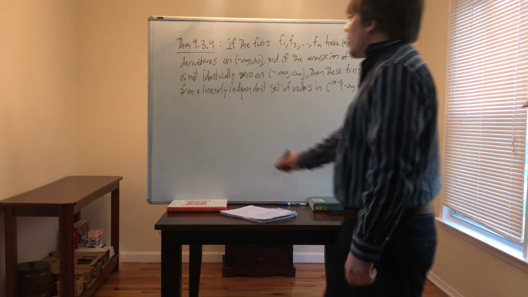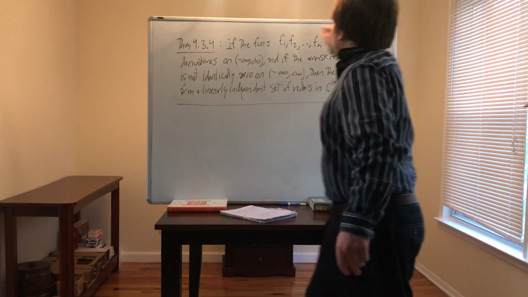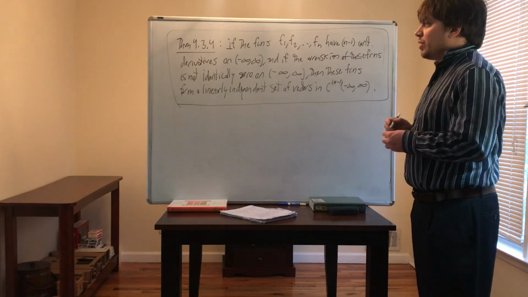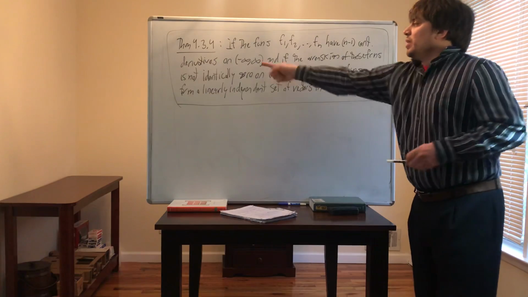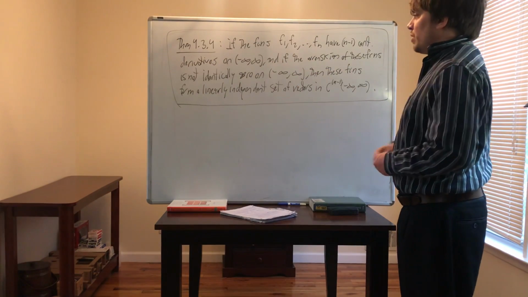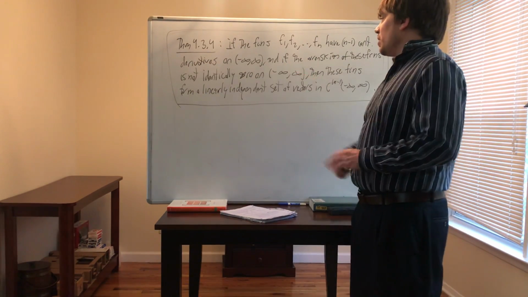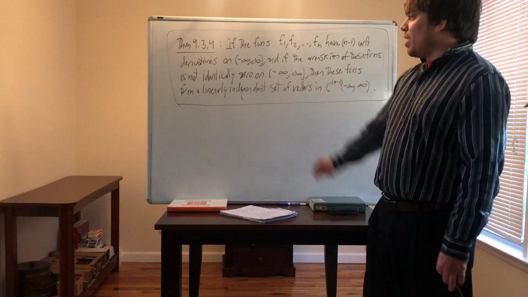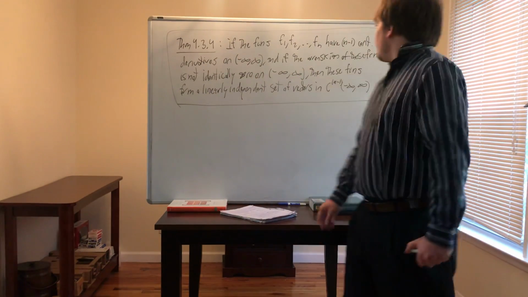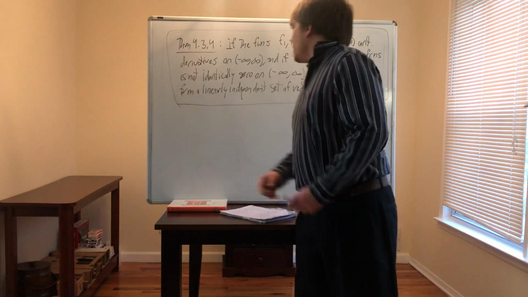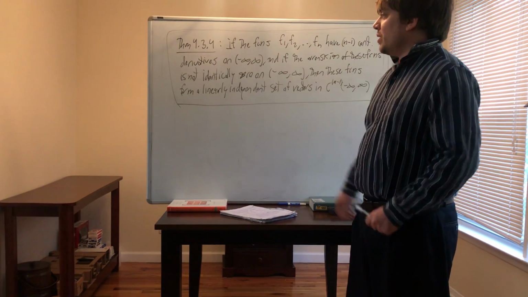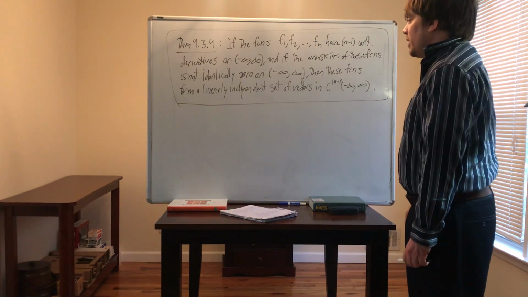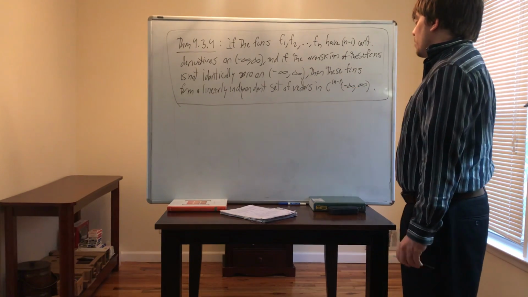Okay, so Theorem 4.3.4 is in this box. If the functions f1 to fn have n minus 1 continuous derivatives on the real line, and if the Wronskian of these functions is not identically 0 on the real line, that means it's not always 0. There's some input into the Wronskian that would make it non-zero. Then these functions form a linearly independent set of vectors in C^(n-1) on R.